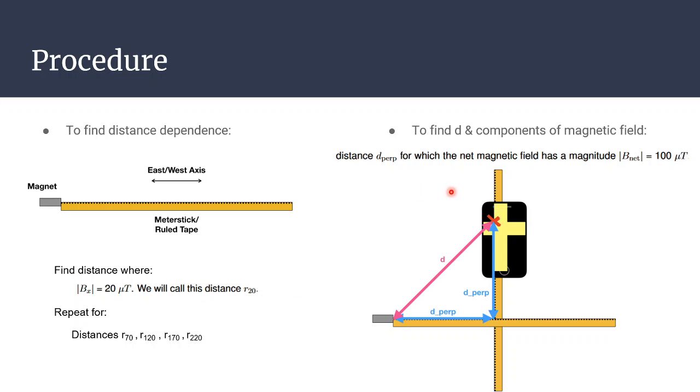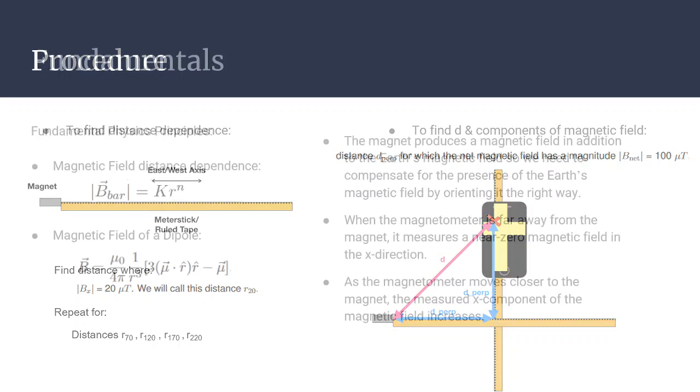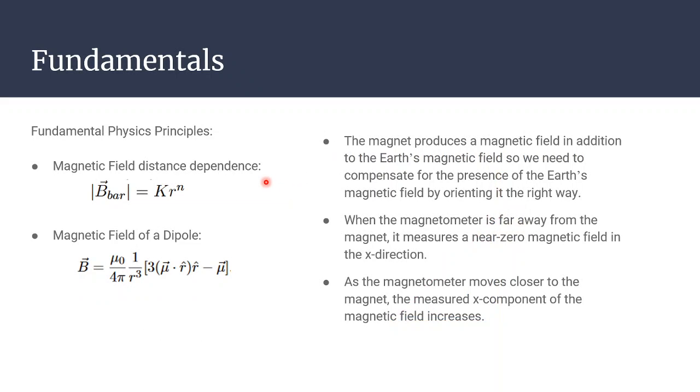And then for our off-axis point, we wanted to find d and the components of the magnetic field. So we did that by first finding distance d perp, where the net magnetic field had a magnitude of 100 microteslas. And we used that to find d, the distance away from the magnet, and the components of the magnetic field at that point. We used the fundamental physics principles of magnetic field distance dependence, which follows this formula, and magnetic field of a dipole, which follows this formula.